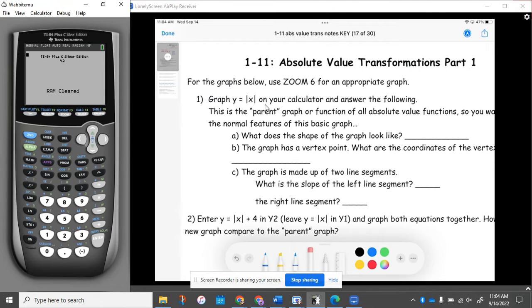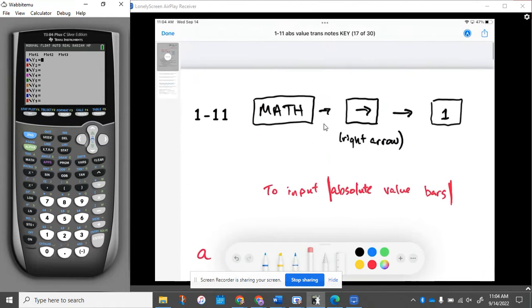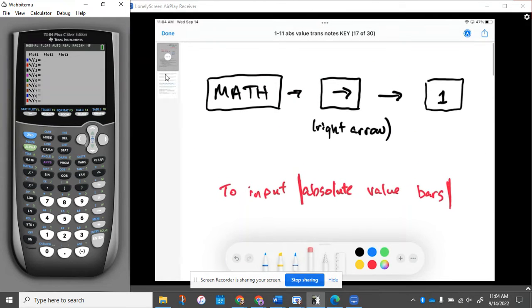Okay, this question is asking us to graph the parent function y equals absolute value of x. So what we're going to do is go into y equals over here. To access the vertical absolute value bars, we hit math, the right arrow, and then 1. That very first option, ABS, stands for absolute value. And we're going to graph the parent function, the absolute value of x.